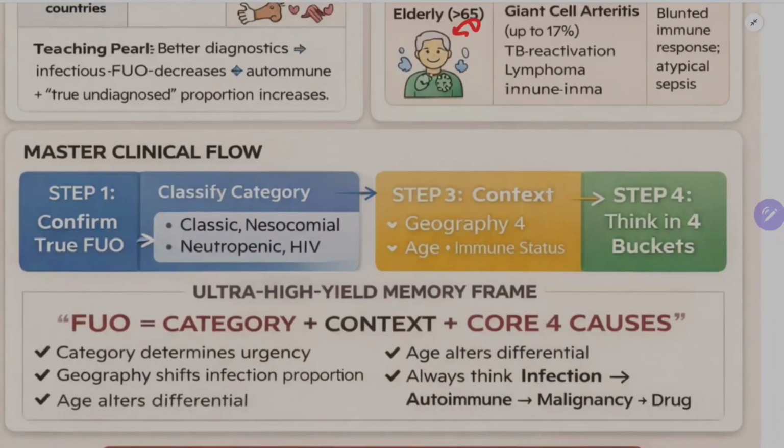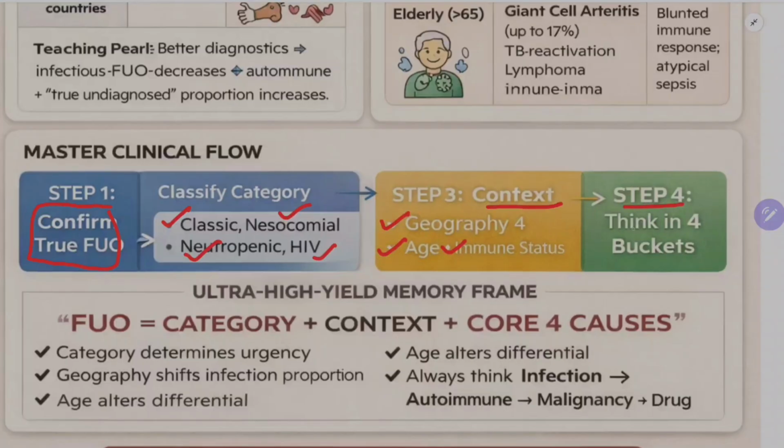So now all this we have seen. Now how to move. Step 1 is you confirm the true FUO based on fever, duration, and MSC, minimum standard investigation. Then classify according to the category. Now the duration depends upon whether the patient is outpatient or admitted. So how do you classify? Classical, nosocomial, neutropenic, and HIV. Then third thing is you take the context based upon the geography, age, and immune status.